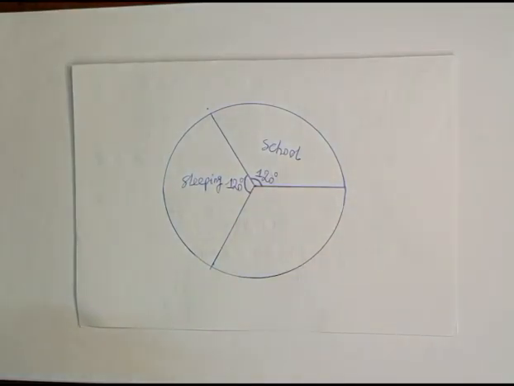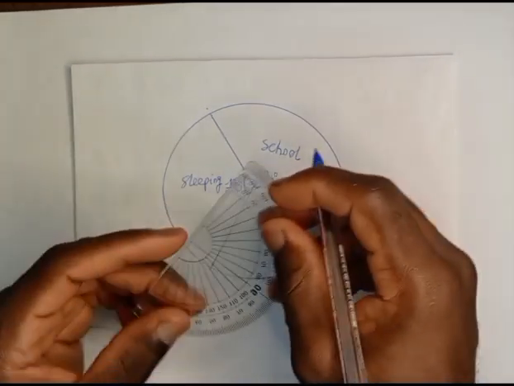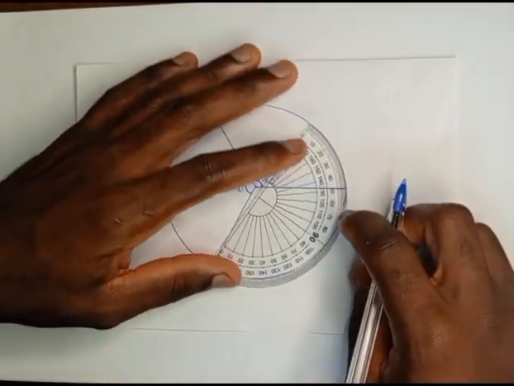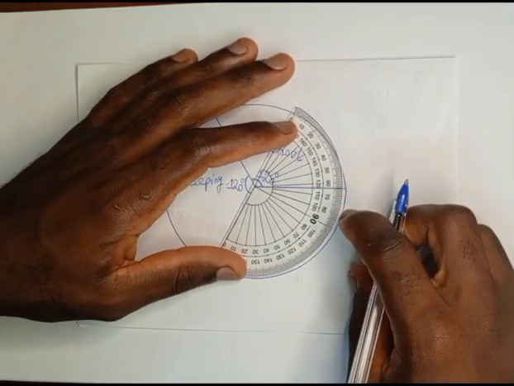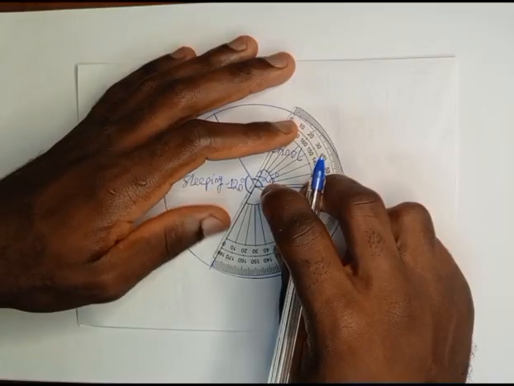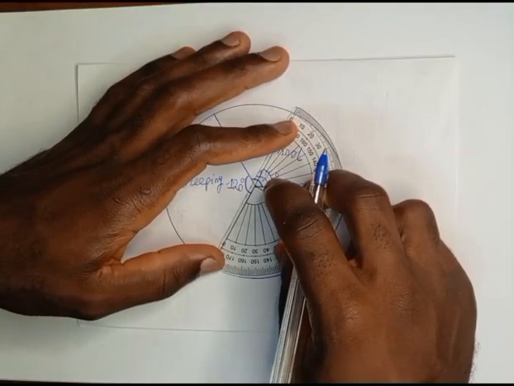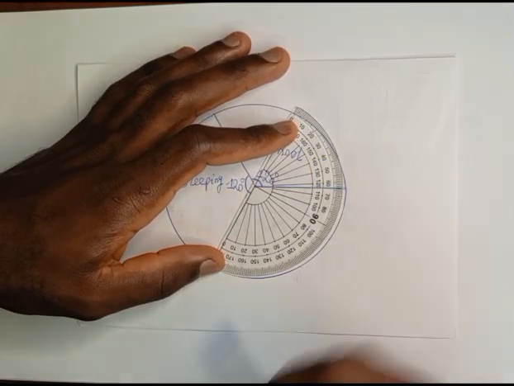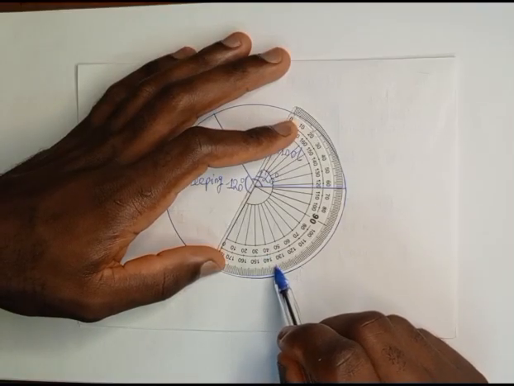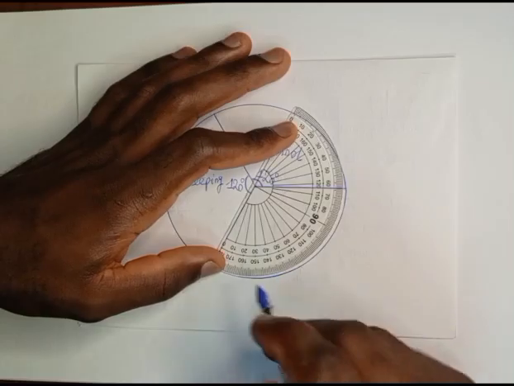Next, we have to draw the sector angle for homework, which is 45 degrees. We follow the same procedure. We place our protractor, place the center at the center of the circle. Then we control the zero mark to lie on the radius of this circle. Then we measure to 45 degrees. This is 40. This is the center, which is 45. We put a dot.